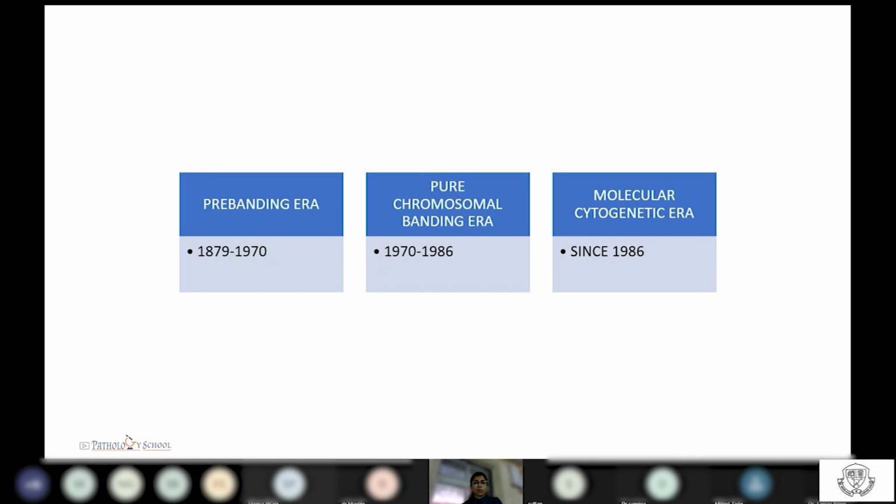Next we'll go on to the chromosomal banding era, which started with the discovery of Q banding by Dr. Lore. In this era, which spans roughly 16 years, translocations, inversions, deletions, and insertions were identified. This era ended in 1986 when the first molecular cytogenetic experiment on human chromosomes was done, which is in situ hybridization or FISH, which led to the final era, the molecular cytogenetic era, the era which we are in.